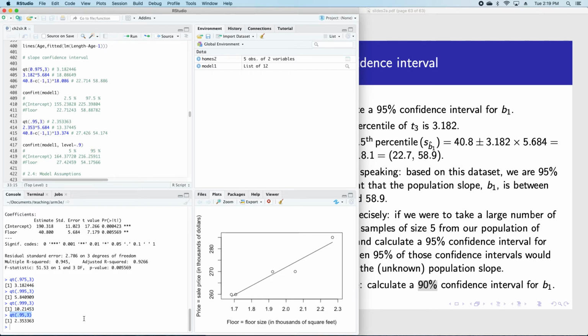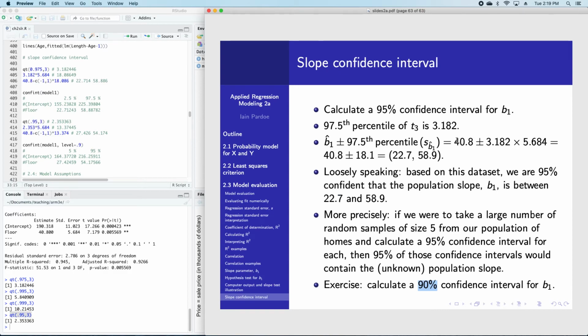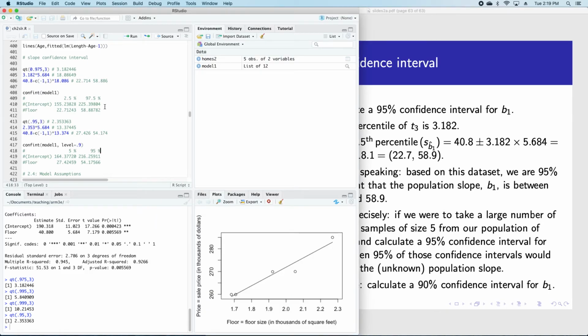So if we go back to the calculations we did on the side, there's the 95th percentile, 2.353. So here if we do 40.8 plus or minus 2.353 times 5.684, if we calculate that out, then we get 27.4 up to 54.2. So that would be a 90% confidence interval. And let me just show you how to do all this in R.